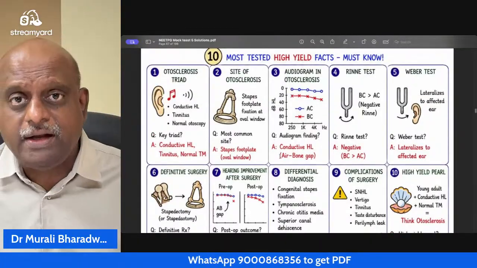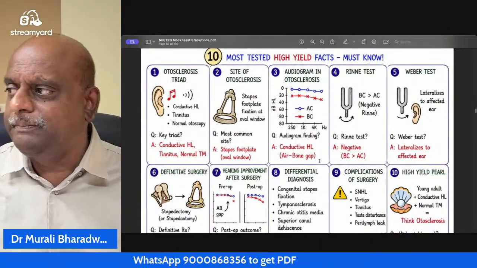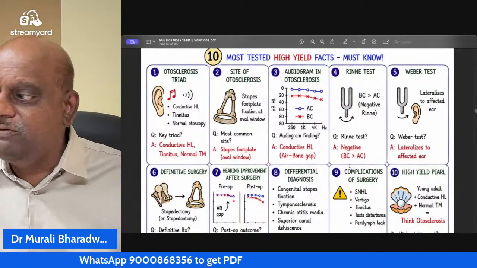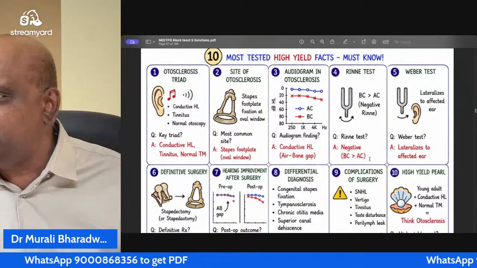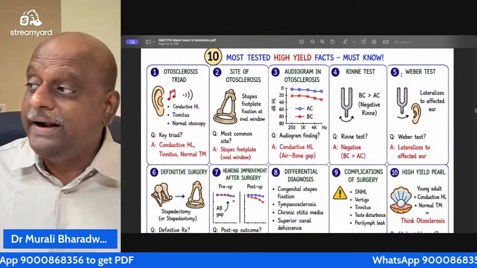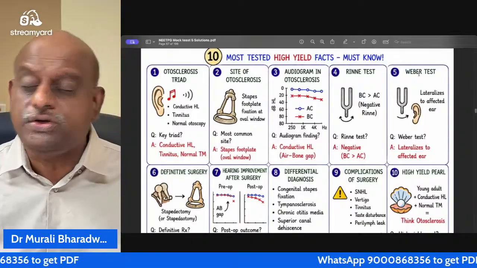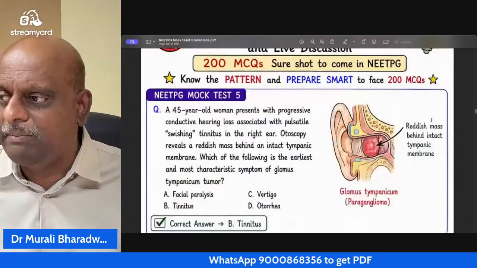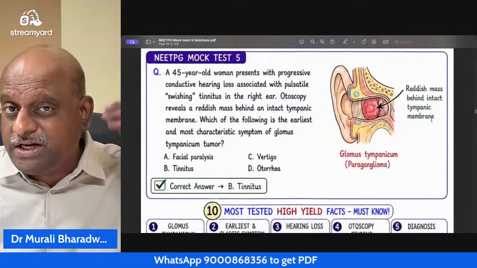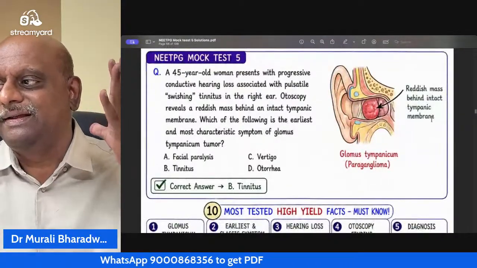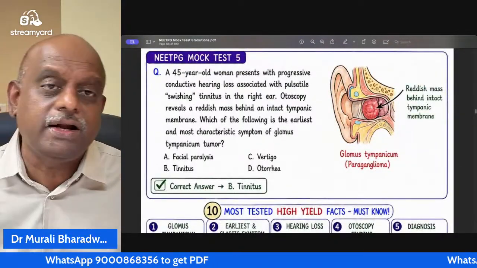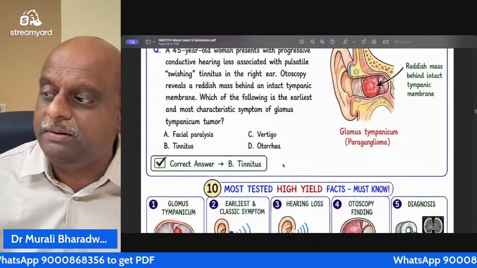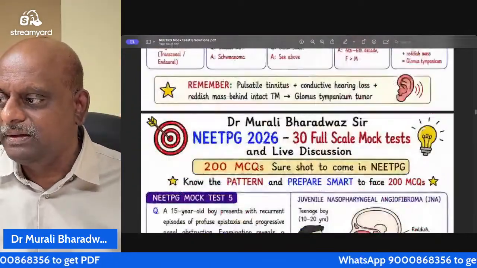Right? There is a conductive hearing loss with air-bone gap. Rinne is negative, where bone conduction is more than air conduction in otosclerosis. There is a lateralization of the Weber in otosclerosis towards the affected ear is what you need to remember. There is a swishing tinnitus. Right? Earliest and characteristic symptom of glomus tympanicum is tinnitus.